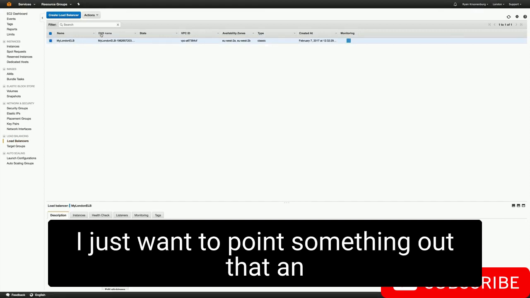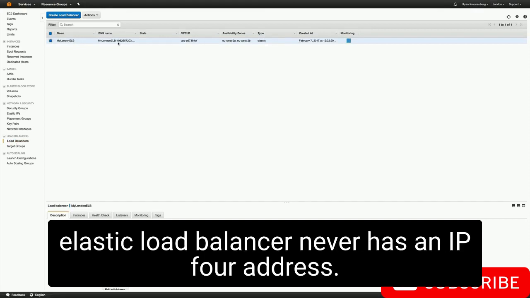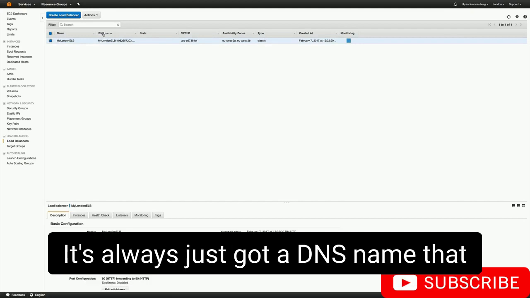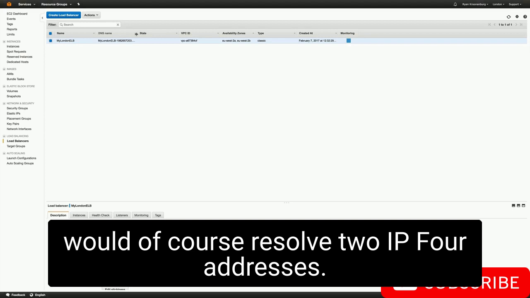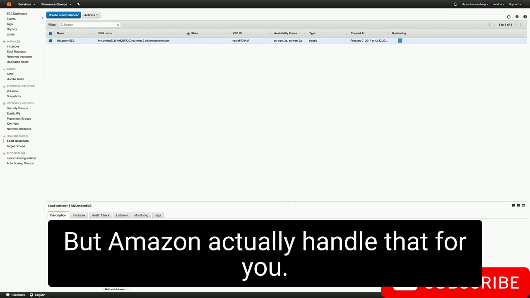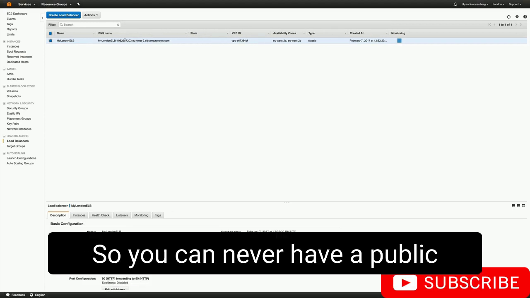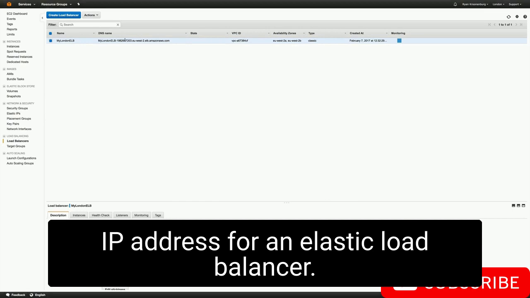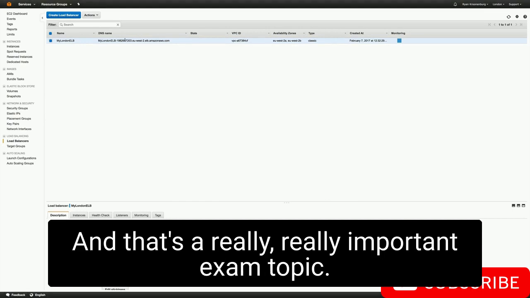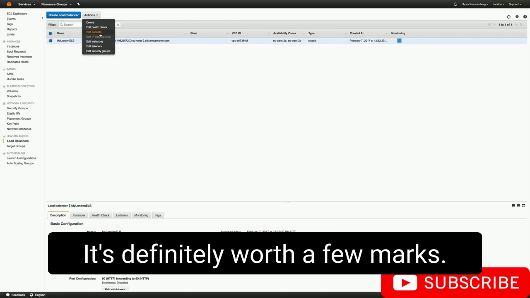I just want to point something out: an elastic load balancer never has an IP4 address. It's always just got a DNS name. That would of course resolve to IP4 addresses, but Amazon actually handle that for you. So you can never have a public IP address for an elastic load balancer. And that's a really, really important exam topic. It's definitely worth a few marks.